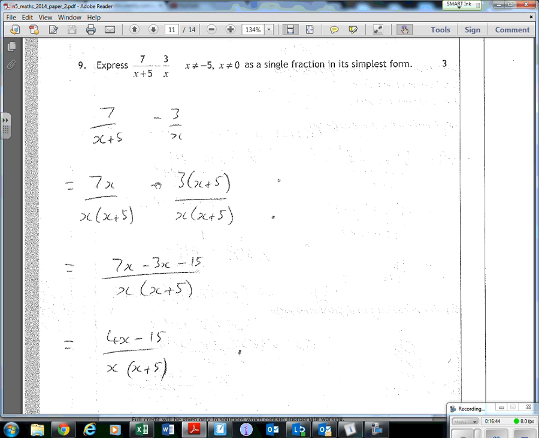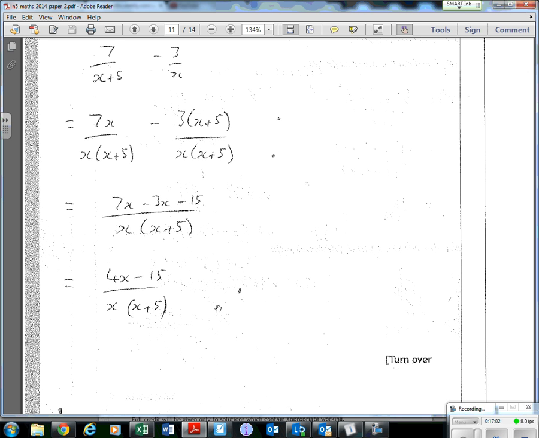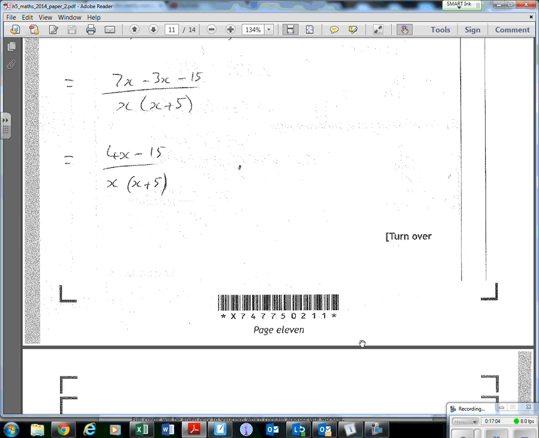So we get 7x minus 3 bracket x plus 5, both of them over x plus 5. Multiply out this bracket, so we've got minus 3 times x, minus 3 times 5. And put over the common denominator now. So we've got 7x minus 3x minus 15. So 4x minus 15 all over x plus 5.